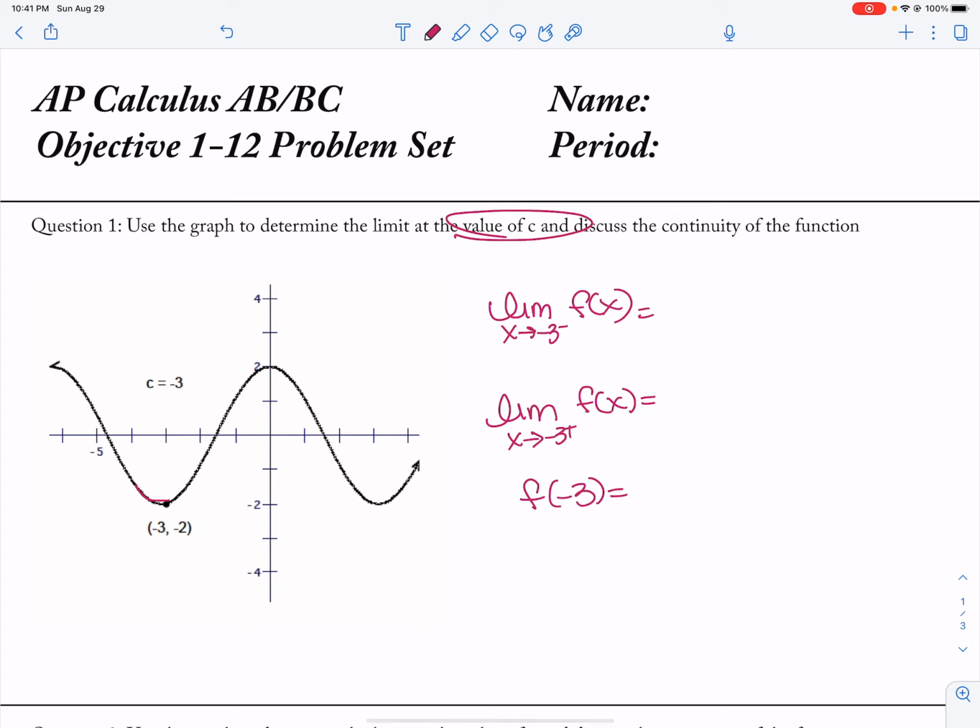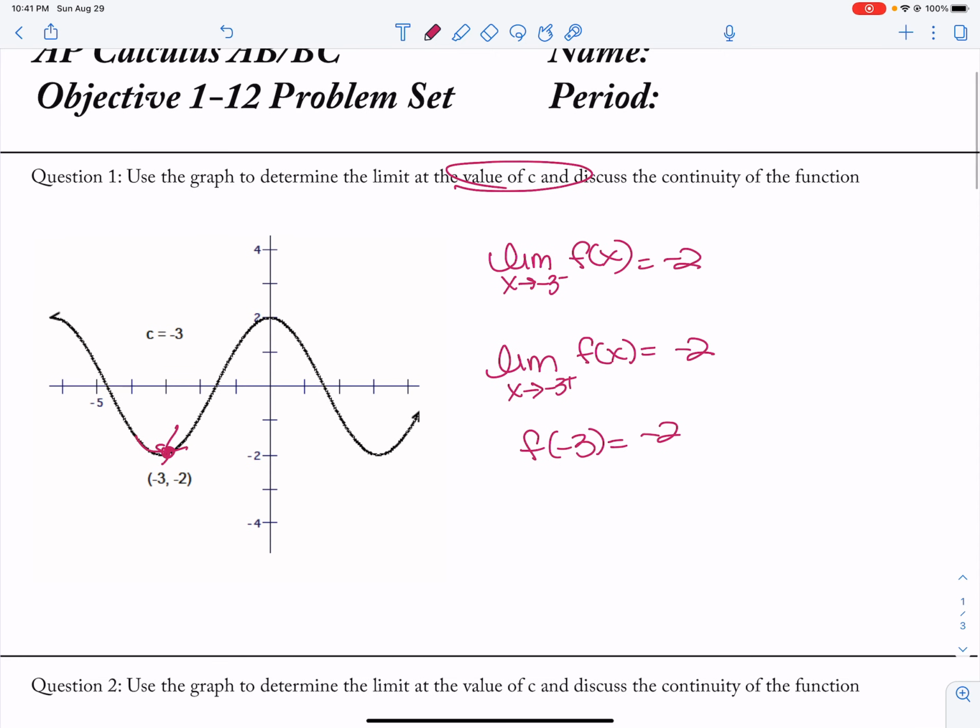But in this case, approaching from the left is -2, approaching from the right is -2, and f of -3 is also -2. So this is continuous everywhere. So f of x is continuous on the entire real number line.